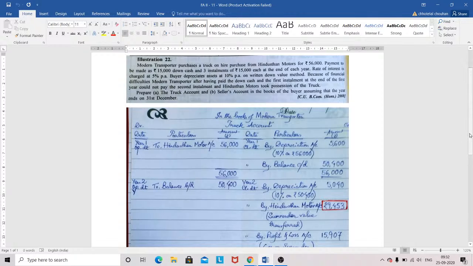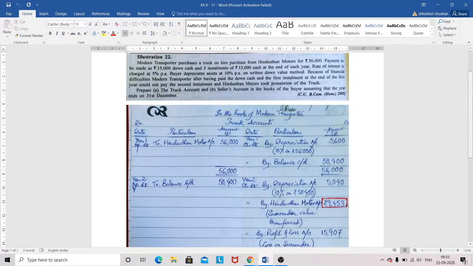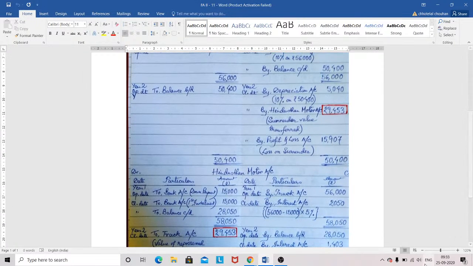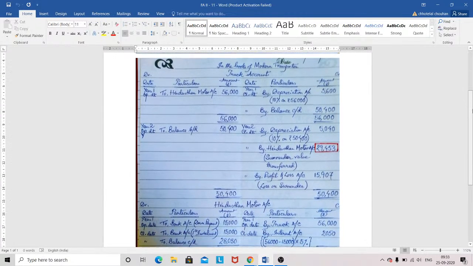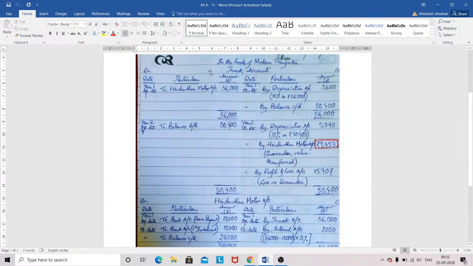So the first entry will be, obviously, your asset account debit to hire vendor account. Cash price they have mentioned 56,000, so I have posted it. So in the books of the Modern Transporter, truck account, and this is your Hindustan Motor account, so the journal entry will be truck account debit to Hindustan Motor. 56,000 I have written, year 1 opening date, truck account debit to Hindustan Motor, and this particular thing has been posted in the credit side, year 1 opening date, by truck account 56,000. So this is your truck account debit to Hindustan Motor, so in Hindustan Motor it is by truck 56,000.